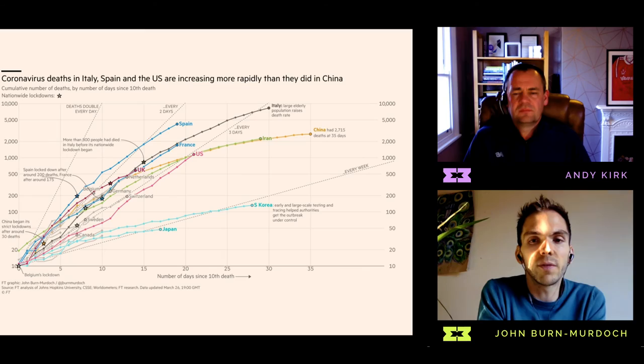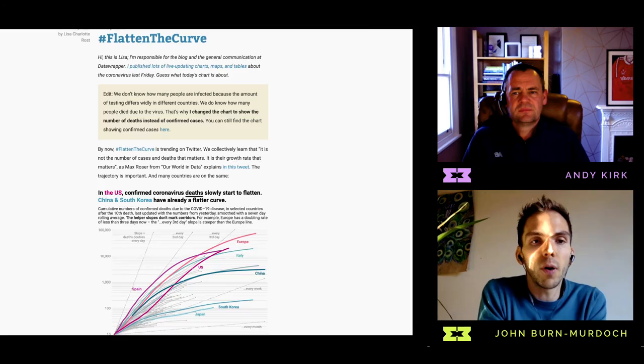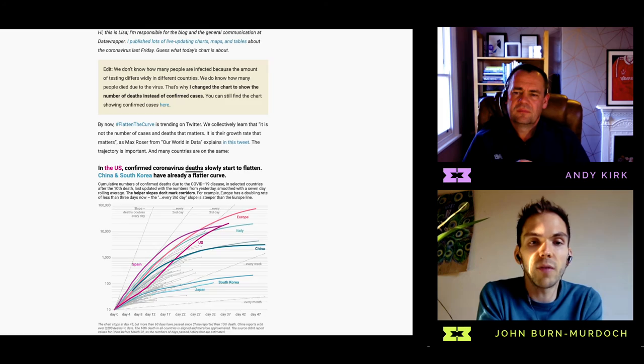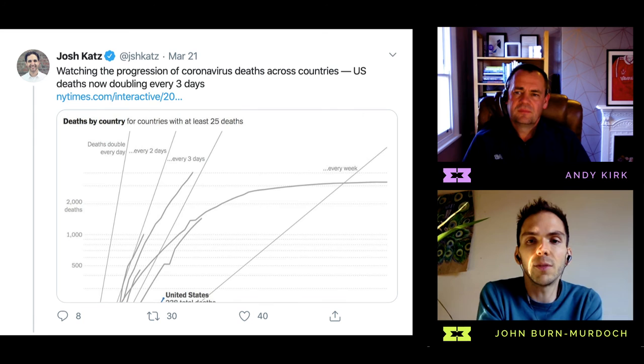She and I had chatted about this chart a couple of weeks ago, ahead of her post about the coronavirus charts on Data Wrapper. I know she introduced the lines, and then Josh Katz over at the New York Times brought those into his and their versions a week or so later. So I think ultimately they're just a more accessible and more useful guide for how to look at what's going on here.